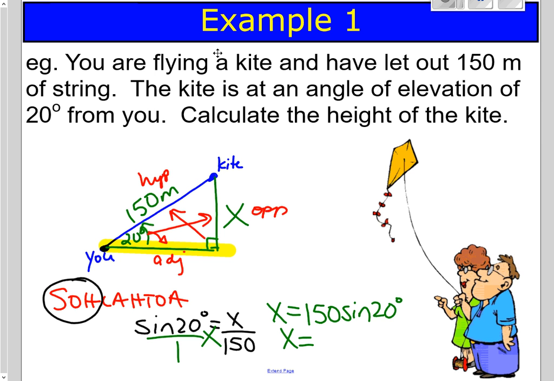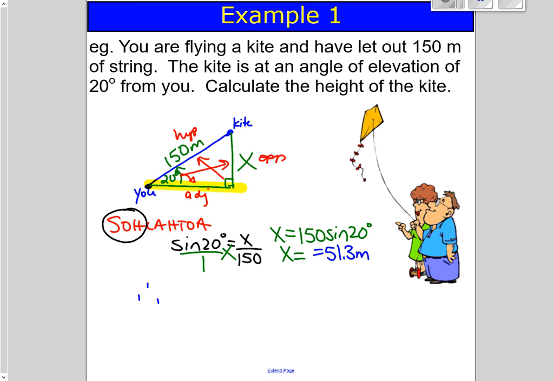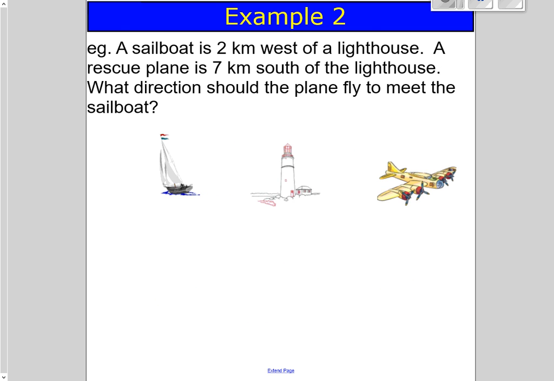All right, now I'm getting out my calculator. Once again, making sure my calculator is in degree mode. And I'm going to go 150 sine 20, hit equals, and I get 51.3 meters high. Okay, so now we use our therefore statement. Therefore, the height of the kite is 51.3 meters. Okay. That one wasn't too bad. Let's continue on. Example 2.